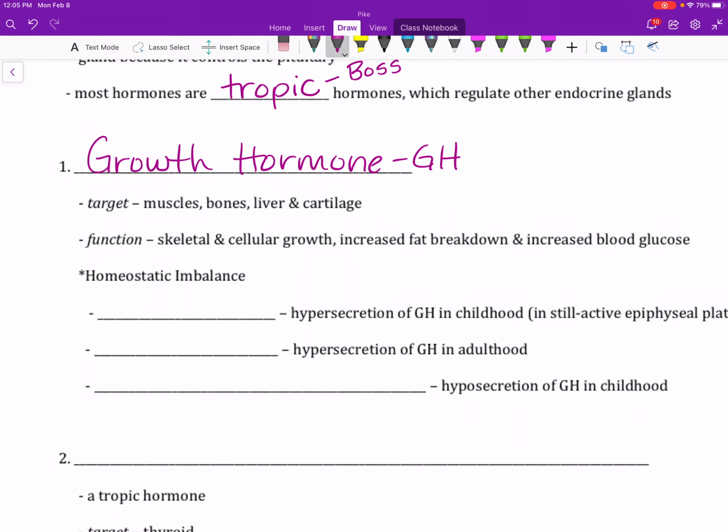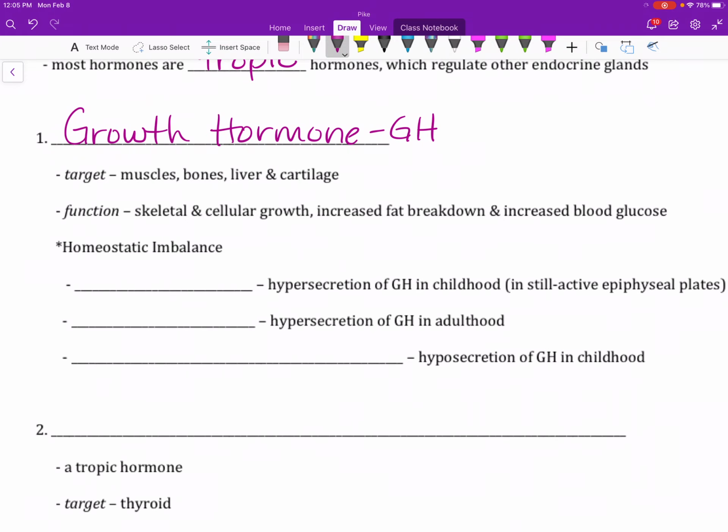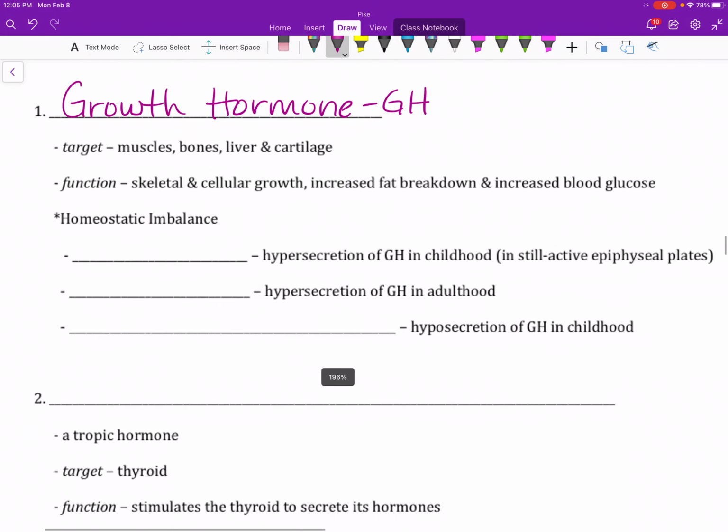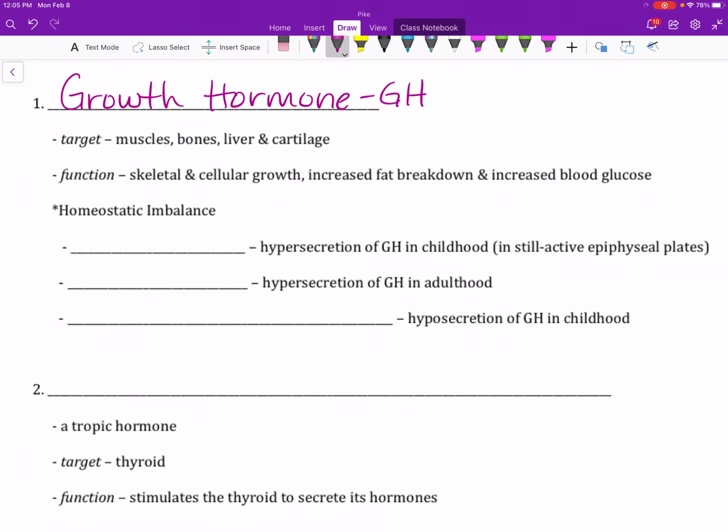So growth hormone targets your muscles, your bones, your liver, and your cartilage. So we're talking about growth in height, growth in weight. Right? And once that hormone gets there, the function is skeletal and cellular growth, to increase your fat breakdown and increase your blood glucose so that there's sugar in your bloodstream for growth to occur. So hormone, target, function.